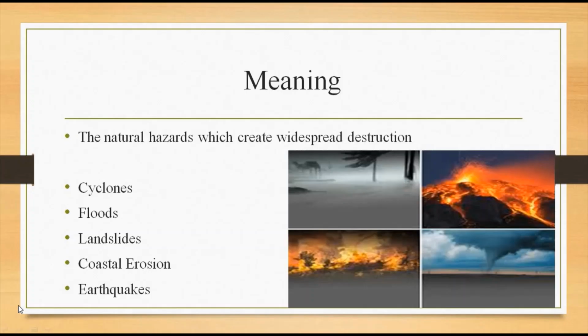So what is a natural disaster? Meaning, the natural hazards which create widespread destruction. Here the natural disaster is a natural hazard. It is a naturally occurring thing, that creates widespread destruction, huge destruction. So when the human being goes against the nature, automatically nature gets angry and creates this destruction. Yeah, many times not only human beings, in the nature itself it happens.